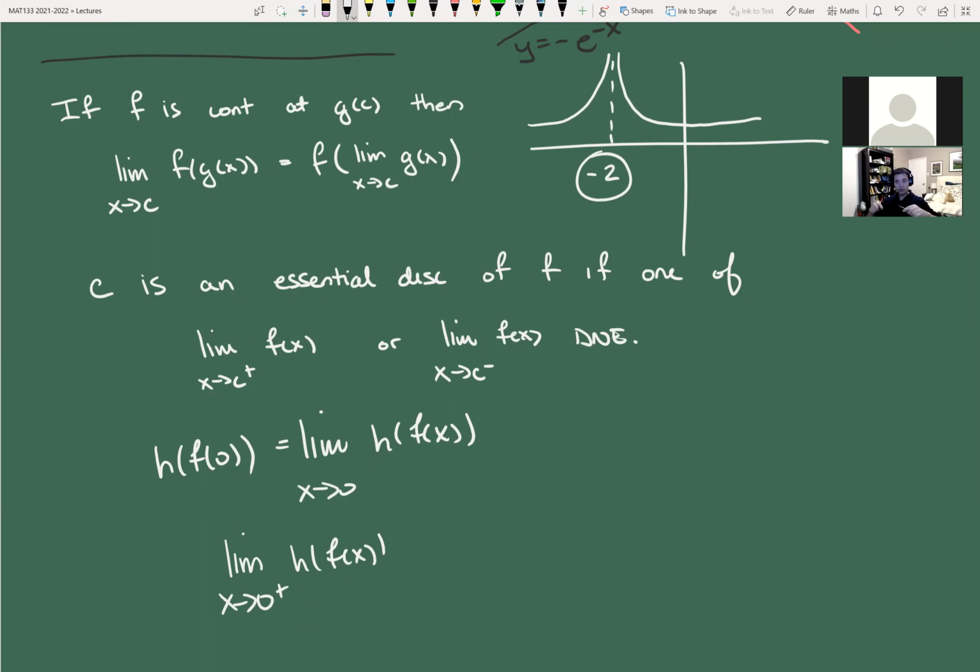Okay, so x is approaching 1. If we take a candidate set of points, like 1.1, 1.01, 1.001, I'm approaching 1 from the right. Okay, let's not even worry about the f.